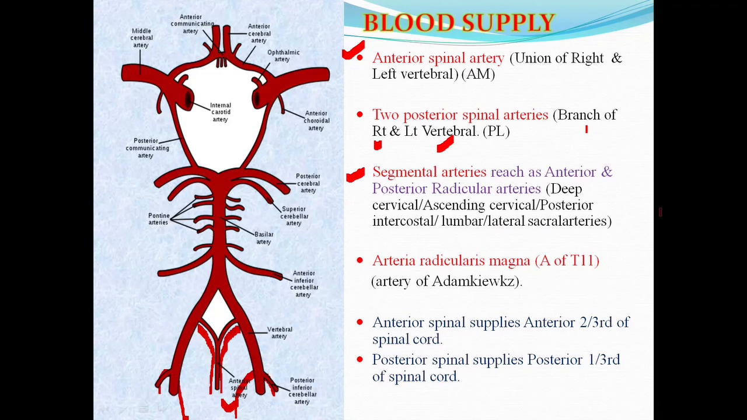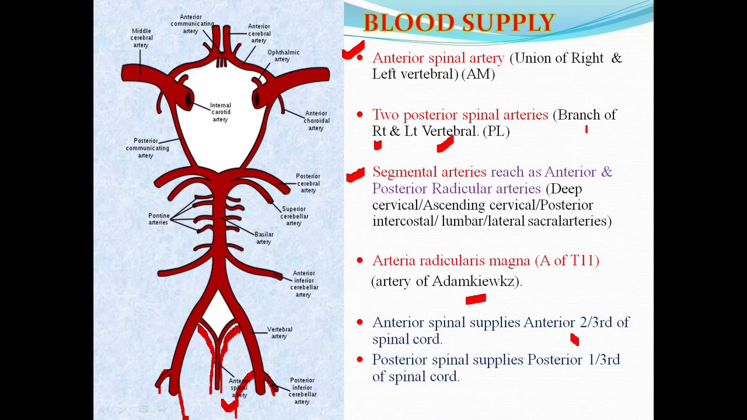The anterior and posterior spinal arteries also give off longer branches. Especially in the anterior two-third aspect, you can identify a longer branch called Arteria radicularis magna, which is called the Artery of Adamkiewicz.